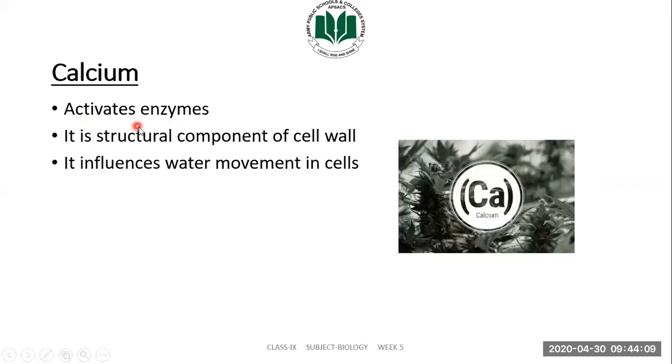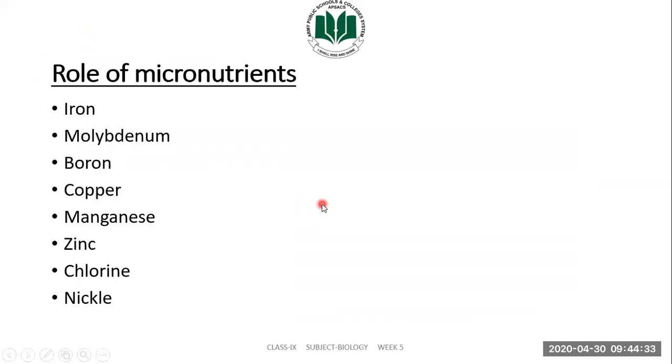Calcium, what is it? It activates many enzymes of plants so that the plant may continue its major tasks such as photosynthesis and other processes. It is a structural component of the cell wall. As we know, plant cells have a unique structure called the cell wall, which is absent in animal cells. So calcium is playing the main role in the formation of the cell wall. Further, calcium is influencing water movements in the cells of the plant.